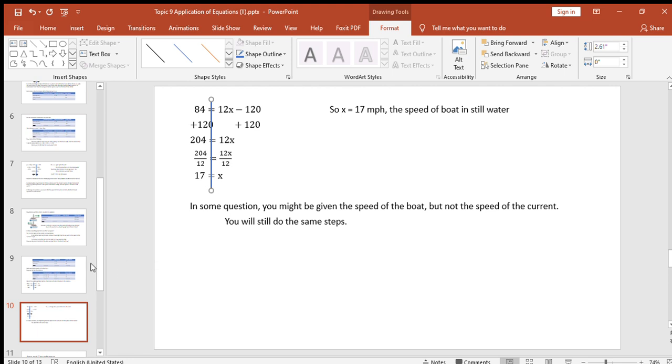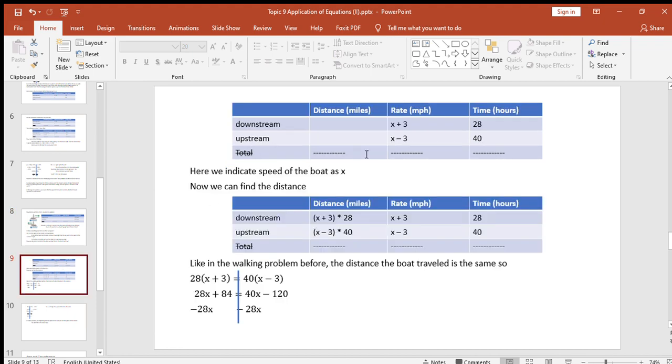In some questions, there are different variations of this problem. Sometimes you're not given the speed of the current, but you're given the speed of the boat. And what you do is you basically do the same thing, but instead of x plus 3, it's going to be the speed of the boat plus x, and then the speed of the boat minus x. But the same stuff applies, okay?